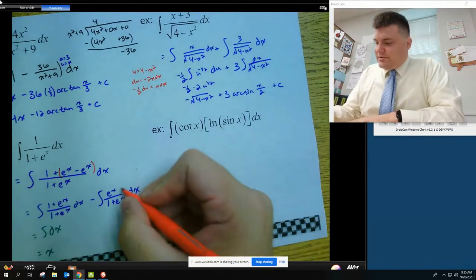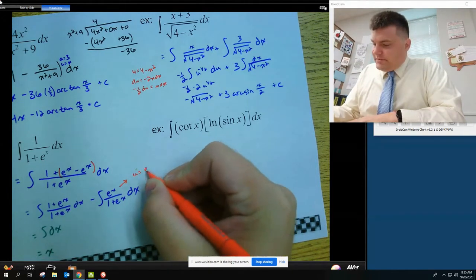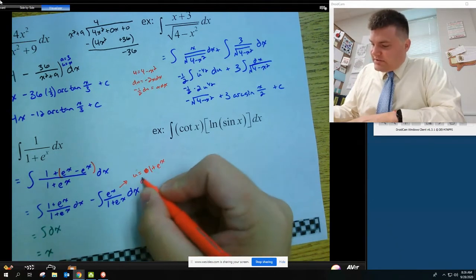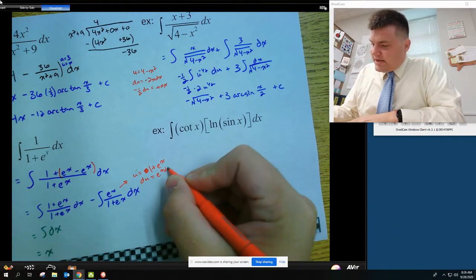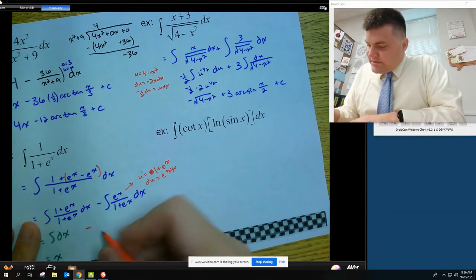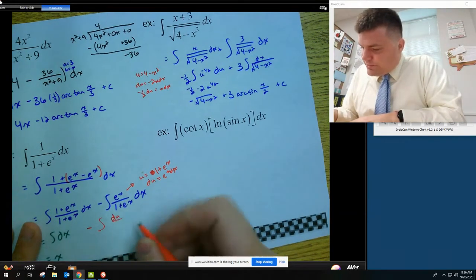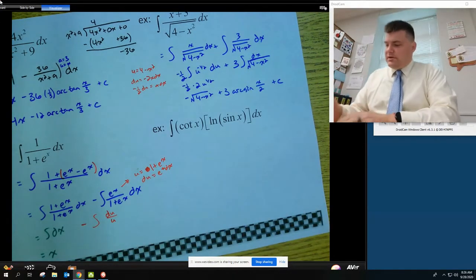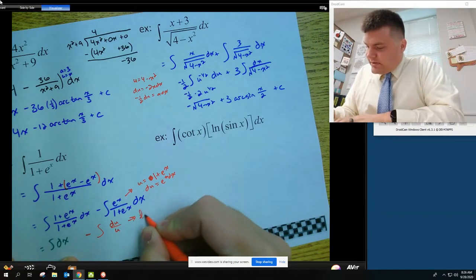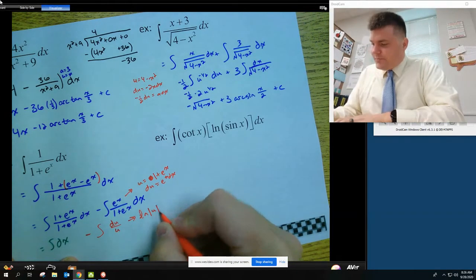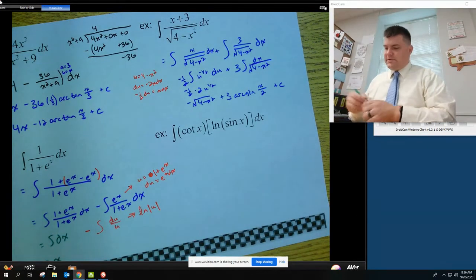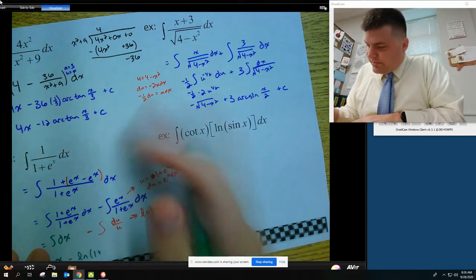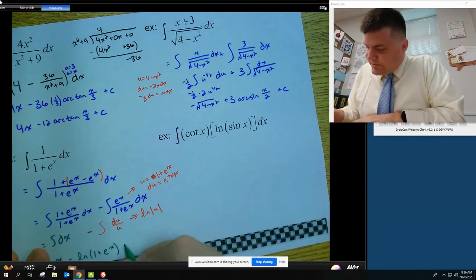This guy right here, do a little side work, is going to be u equals that bottom one, 1 plus e to the x. So du is going to equal e to the x dx. So this is going to give me minus du over u. And what's the integral of du over u? This is going to give me ln of u. Well, this will always be positive, so I need the absolute value. So this is going to be minus ln of 1 plus e to the x plus my c.